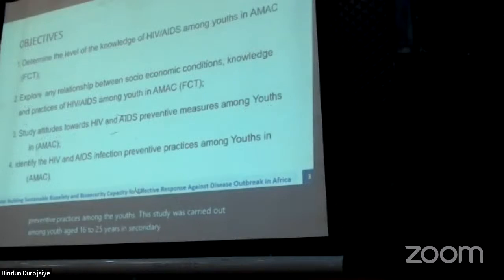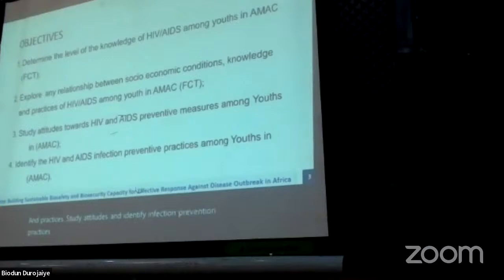The objectives were to determine the level of knowledge of HIV/AIDS, explore the relationship between socioeconomic conditions and practices, study attitudes, and identify infection prevention practices.